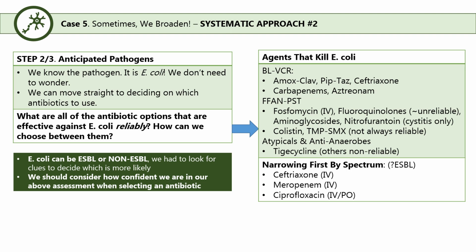Our VCR mnemonic has nil activity. Our FAN-PST mnemonic has many agents available, although most are reserved, for example, fosfomycin IV, aminoglycosides, and colistin. In this case, fluoroquinolones could be a good choice, but they might be unreliable empirically. TMP-SMX is not always reliable, and in our patient's most recent isolate, it was resistant. Tigecycline is another choice that's usually reserved for drug resistance. So narrowing by spectrum and question of ESBL, we could look at ceftriaxone versus meropenem versus ciprofloxacin.